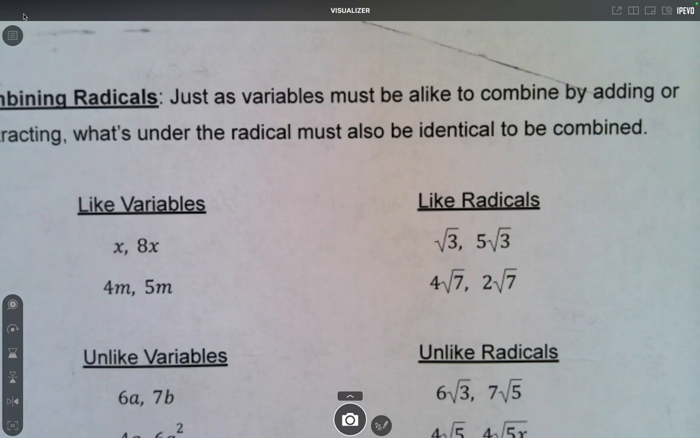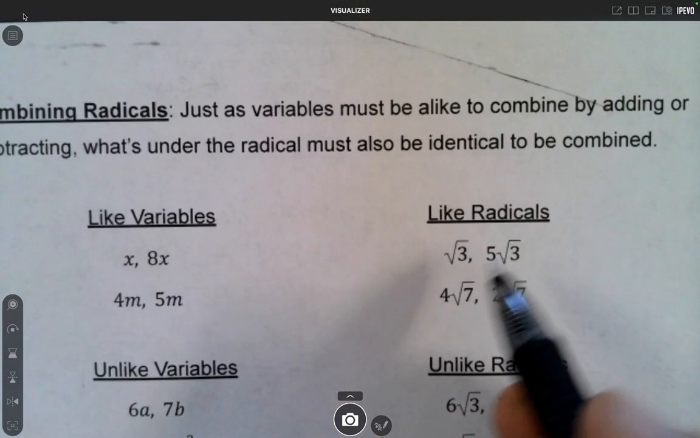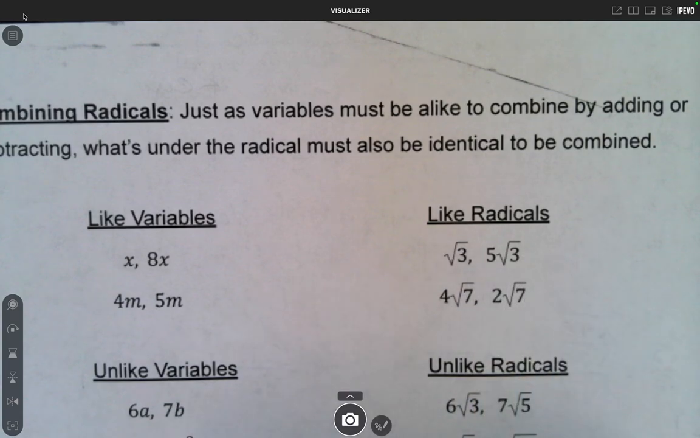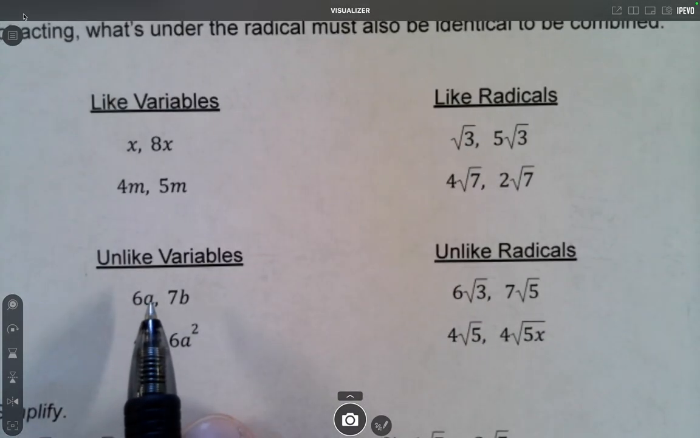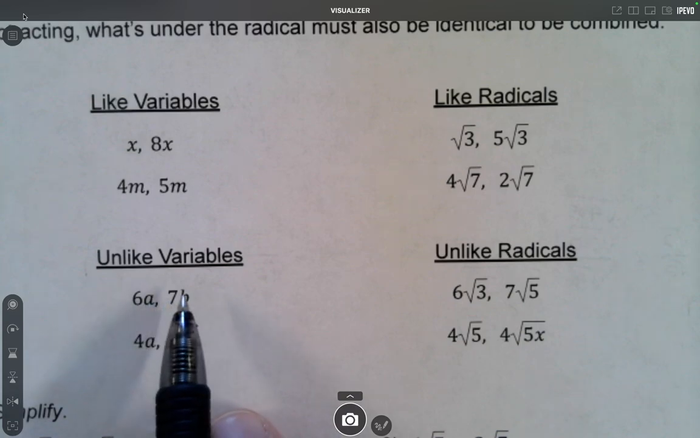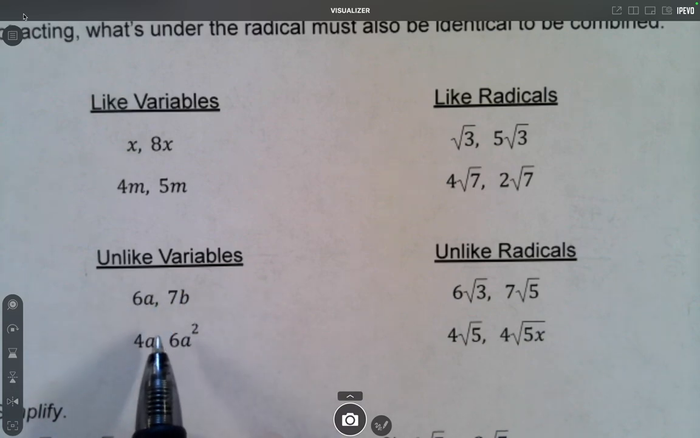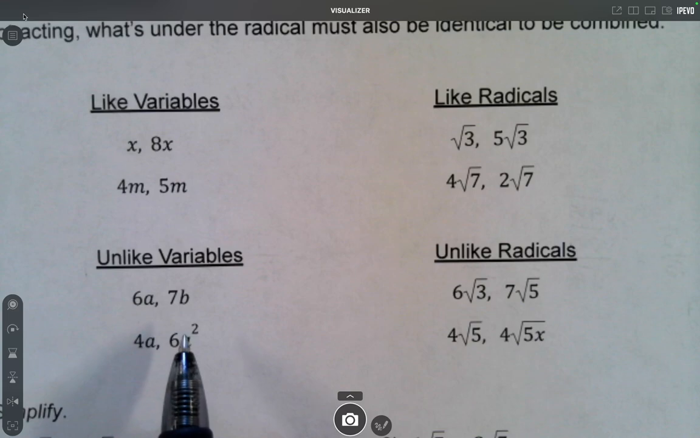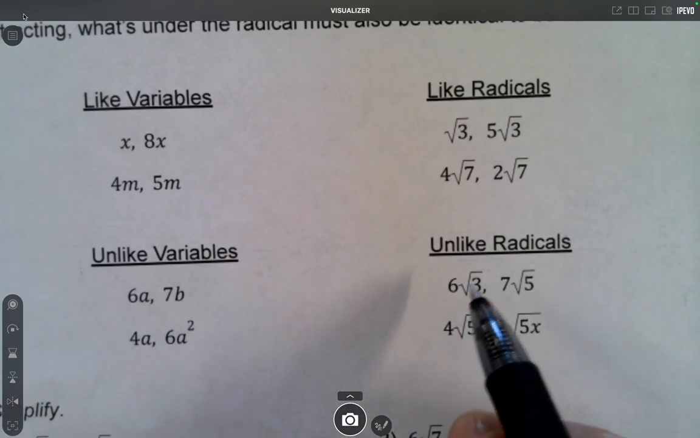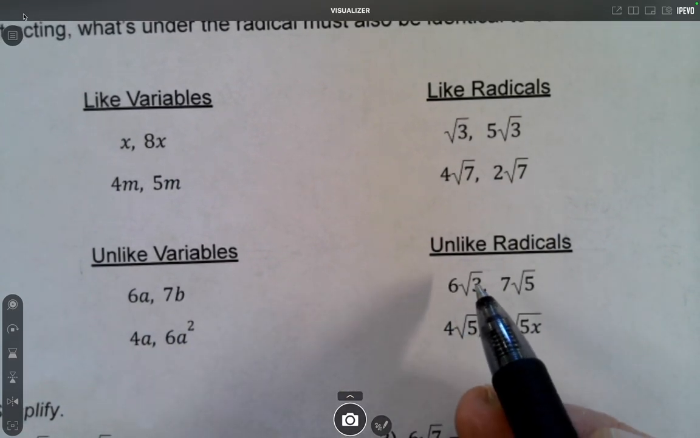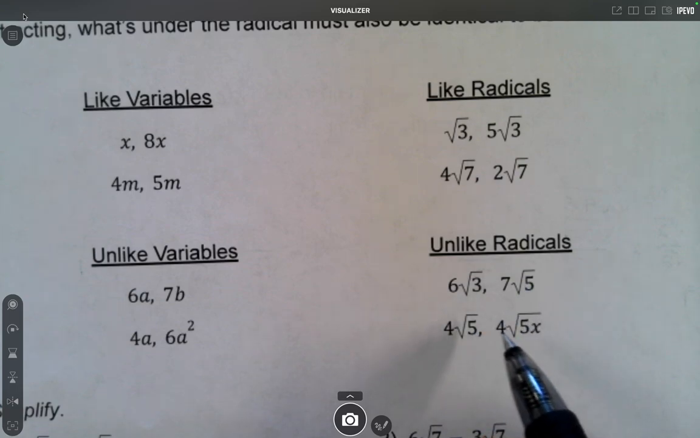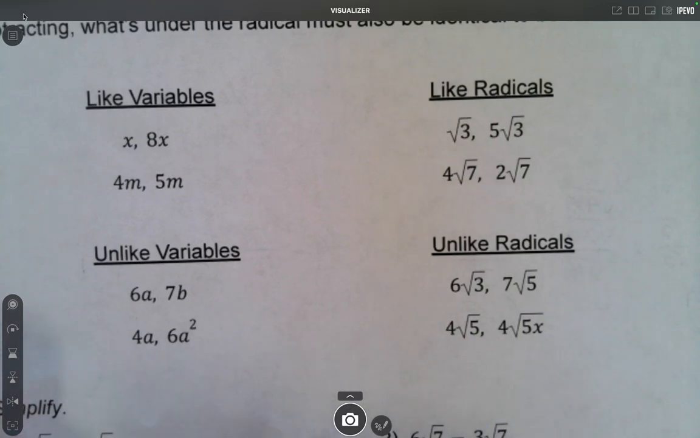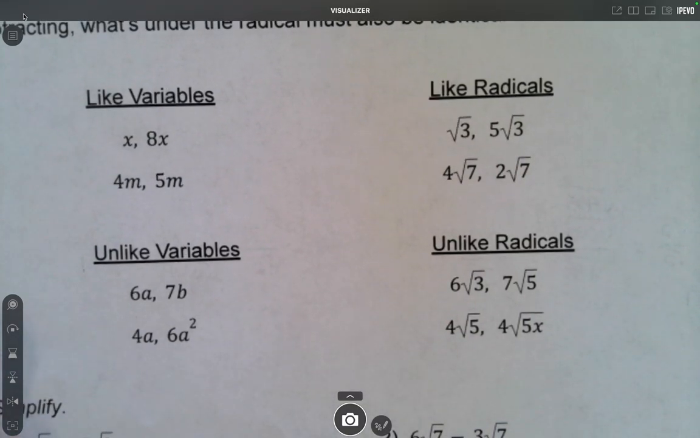But just like the variables have to be the same, what's inside the radical has to be the same. So just like these are unlike variables because the letters are different, or in this case, the exponents on the variable are different. These are unlike radicals because here it's a 3, here it's a 5. And even though both of these have 5, this one also has an x. So to be like radicals, they have to be identical inside.